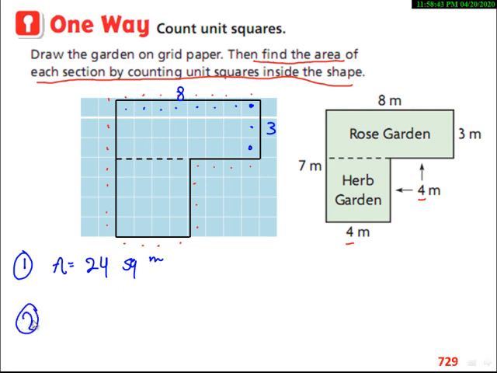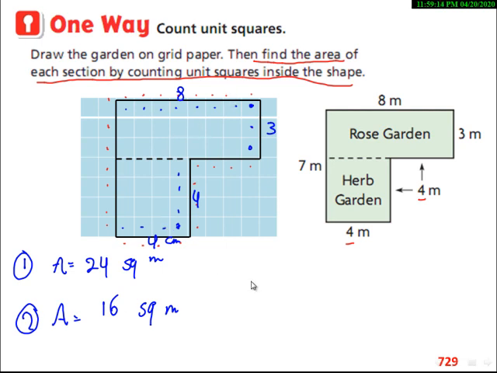Now the second one. Area for the second one. Count with me. 1, 2, 3, 4. Here 4 meters, and here also 1, 2, 3, 4. 4 by 4 equals what? Great! 16 square meters. Now I know every rectangle's area.